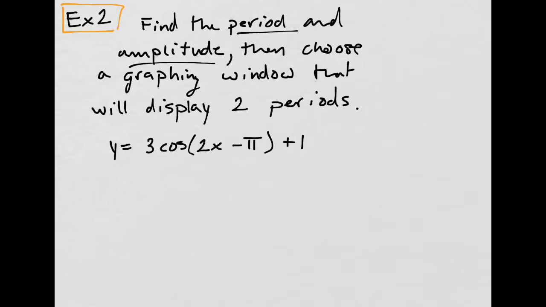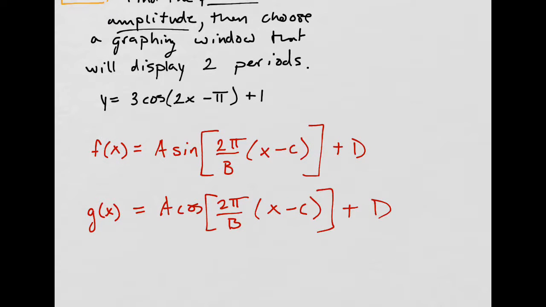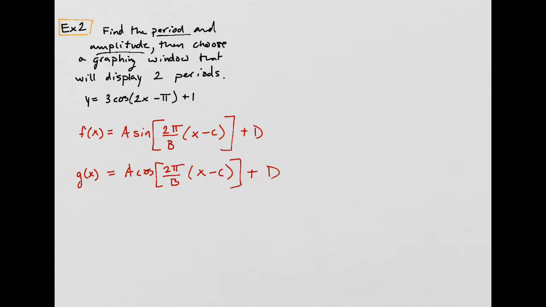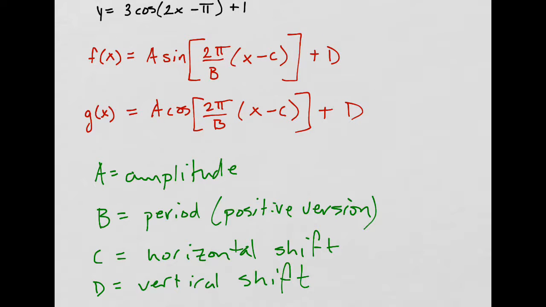But let's look at the general form for sine or cosine. So I'll write that down right now. They're pretty much the same, except one's cosine, one's sine. So right away, A is amplitude. So here, the amplitude is just 3. So A is amplitude. In fact, here are all the parts.